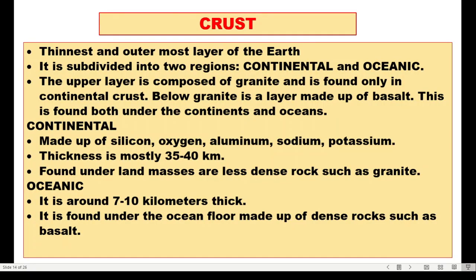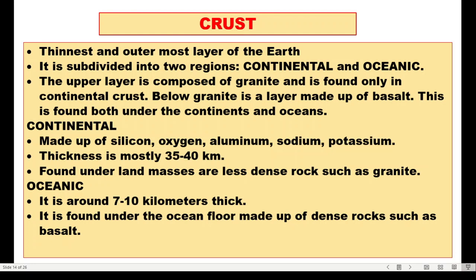So let's discuss now the 3 layers of the earth. So the first one is the crust. Crust is the thinnest and outermost layer of the earth. It is subdivided into 2 regions, the continental and the oceanic.